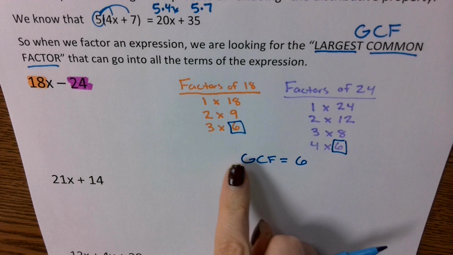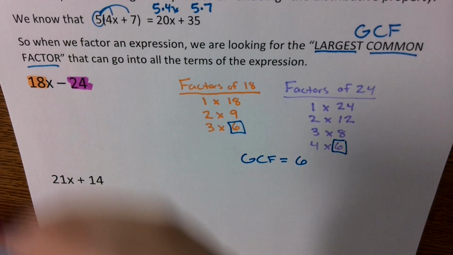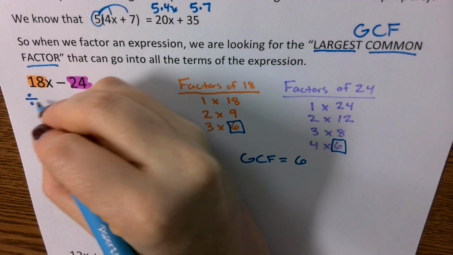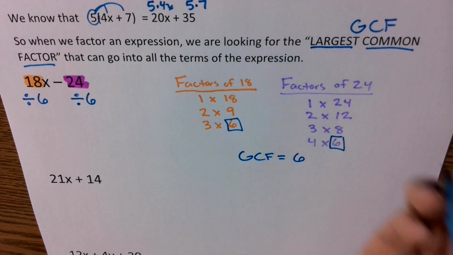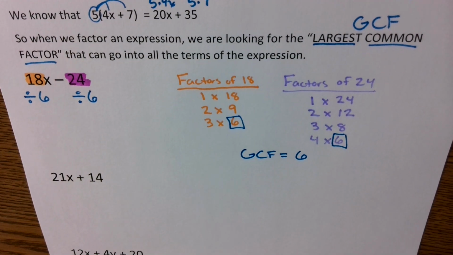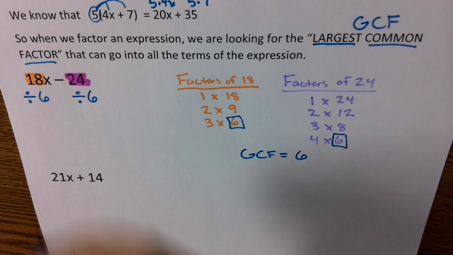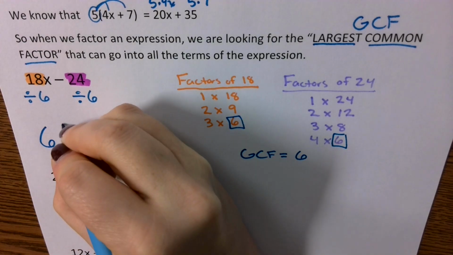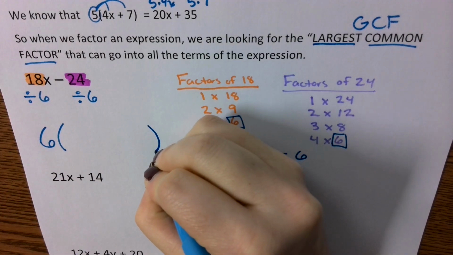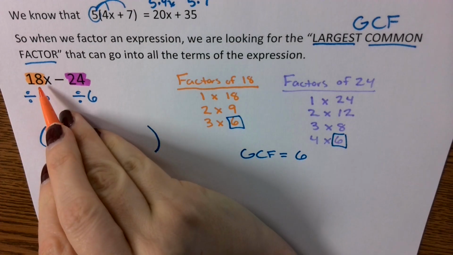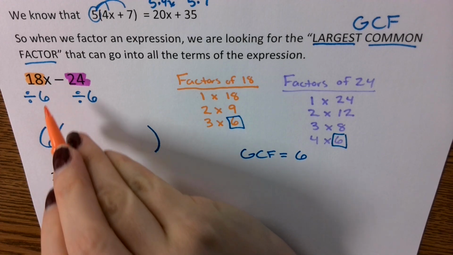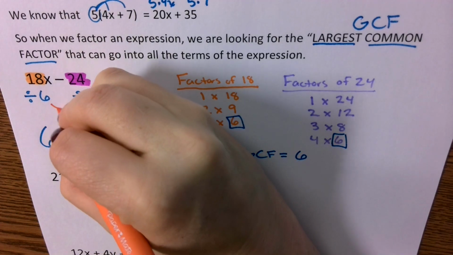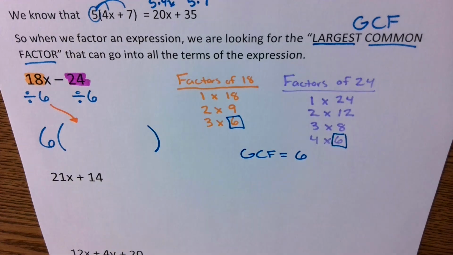So what we're going to do now is take that 6 and, instead of multiplying, factoring requires us to divide, because we're pulling that factor out, Lucas. We're pulling that factor out. So 6 is now going to go outside of our parentheses. And when I do 18x divided by 6, what do you think that's going to give us? 3x.